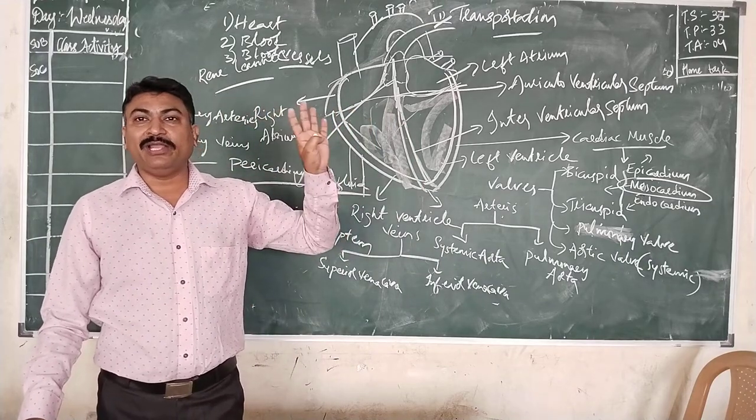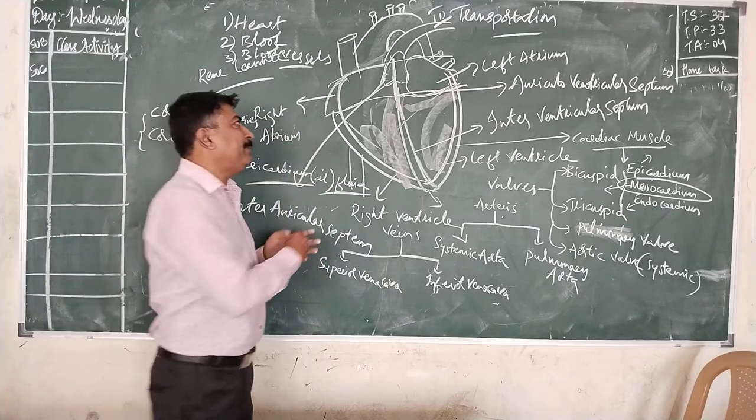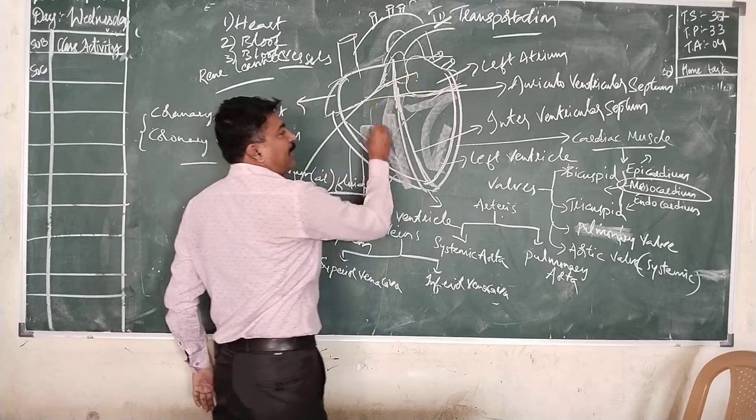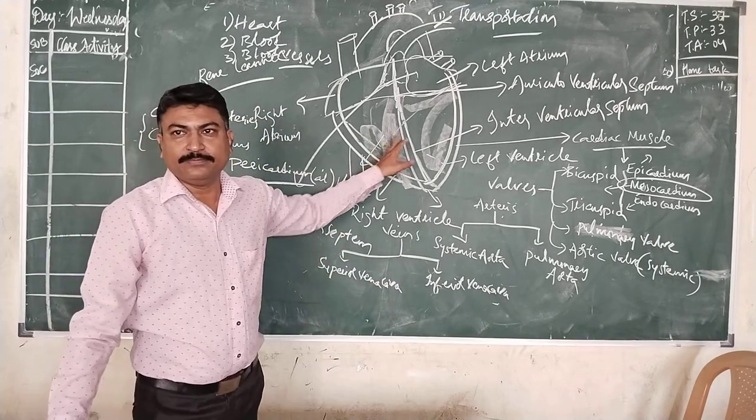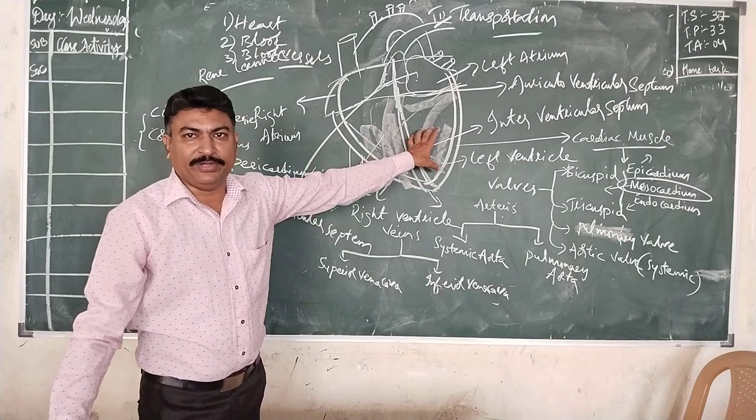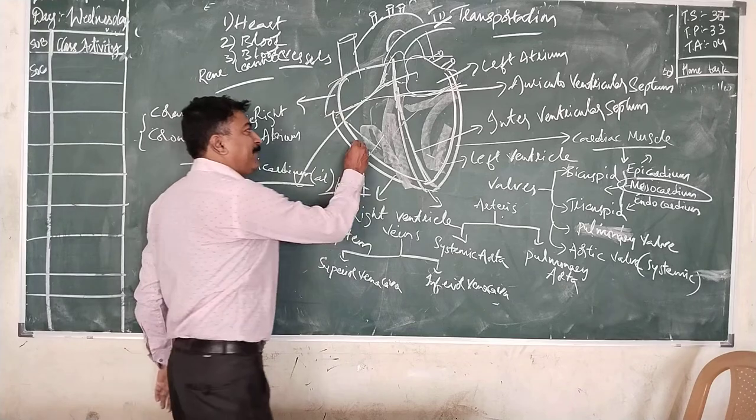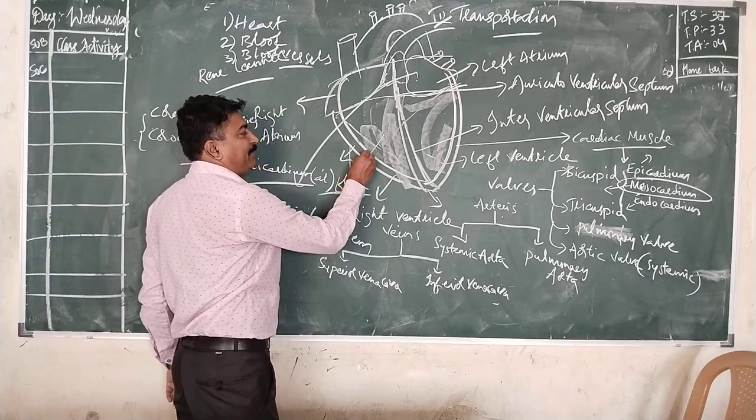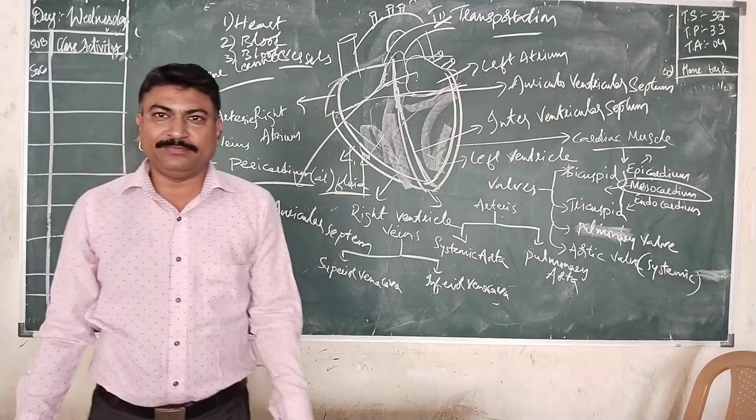They are auricles and ventricles. Upper chambers are called auricles, and lower chambers are called ventricles. The walls of the lower chambers are thicker, that is, the ventricles are thicker in size when compared to the walls of the auricles.